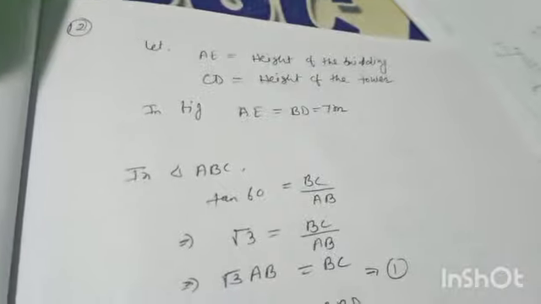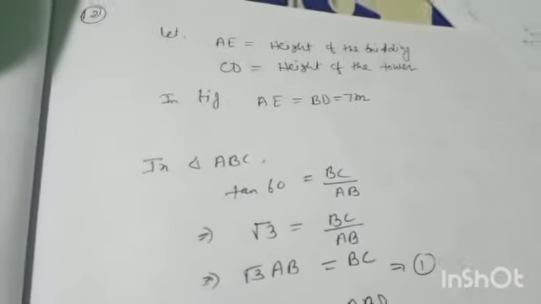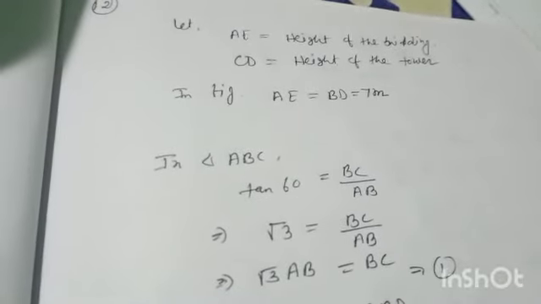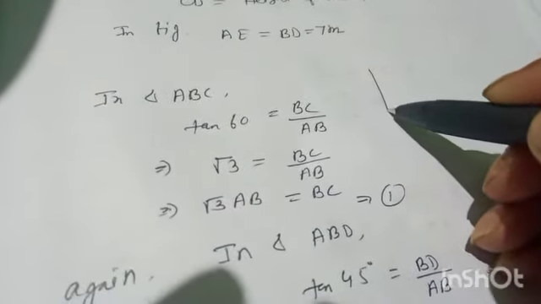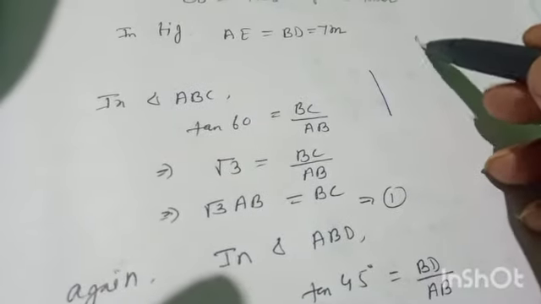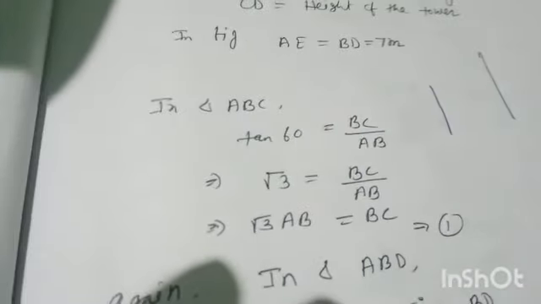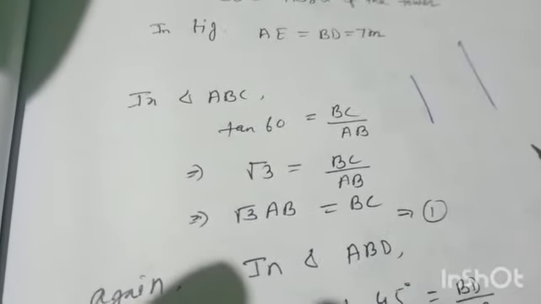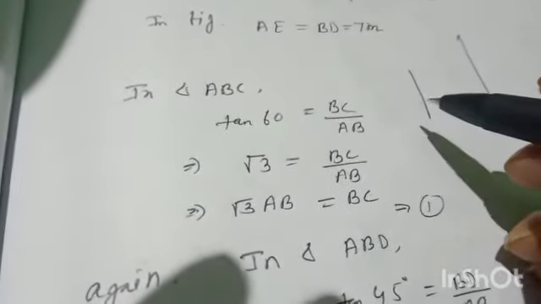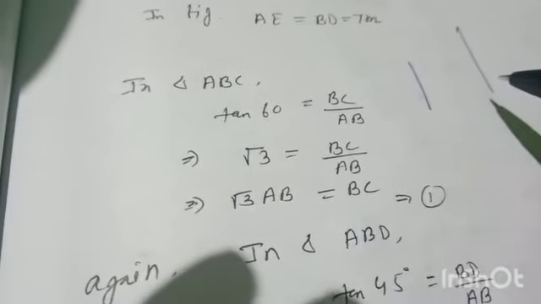Here it is clearly written in the question: from the top of a 7 meter high building, the angle of elevation of the top of the cable tower. That means it is clear that the height of the tower is more than the height of the building, because from the building we are getting the angle of elevation. Here, this is the building and this is the tower. Next, you need to find the height of the tower.